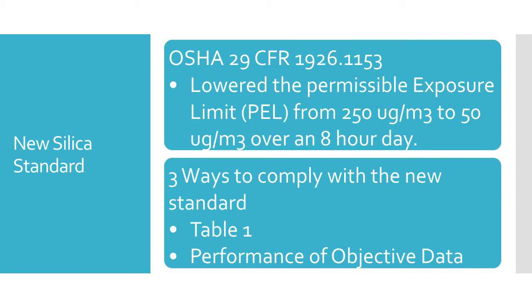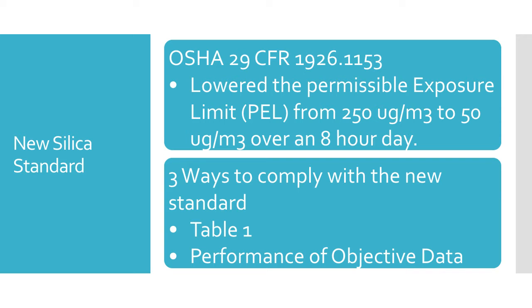The new OSHA silica standard lowers the permissible exposure limit, or PEL, to 50 micrograms per cubic meter over an 8-hour day. This is 1/5 of the previous PEL of 250 micrograms per cubic meter. Companies have 3 ways to comply with the new standard.